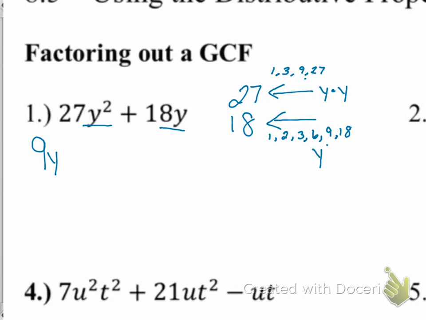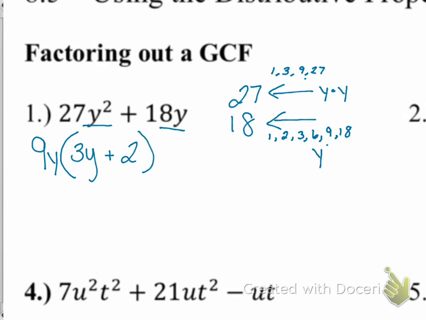So what I'm going to do is divide that out. That's what factoring is. Factoring is the undoing of multiplication. So 27 divided by 9 would be 3. And then I would take out one of the y's, and so I'd have 1 y left over. And then 18 divided by 9 is 2. And then I'm taking out a y from that, so there's no y left over.